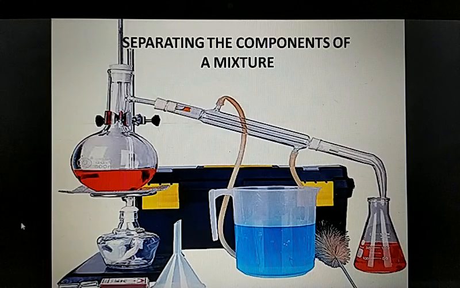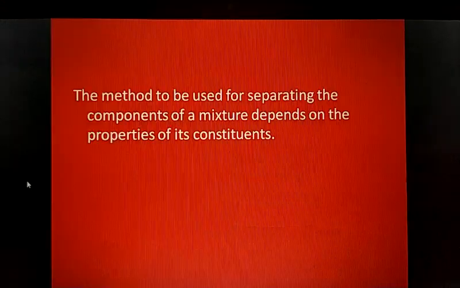Good morning, students. Previously, we discussed the concentration of a solution. Today, we'll be discussing different methods which are used for separating the components of a mixture.